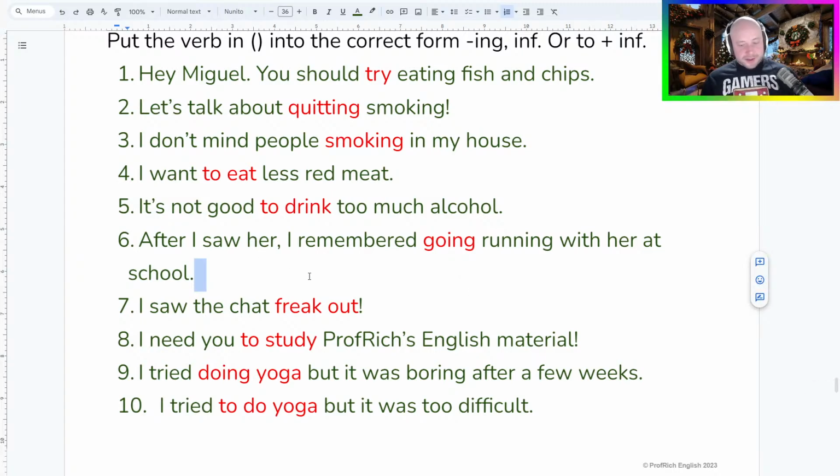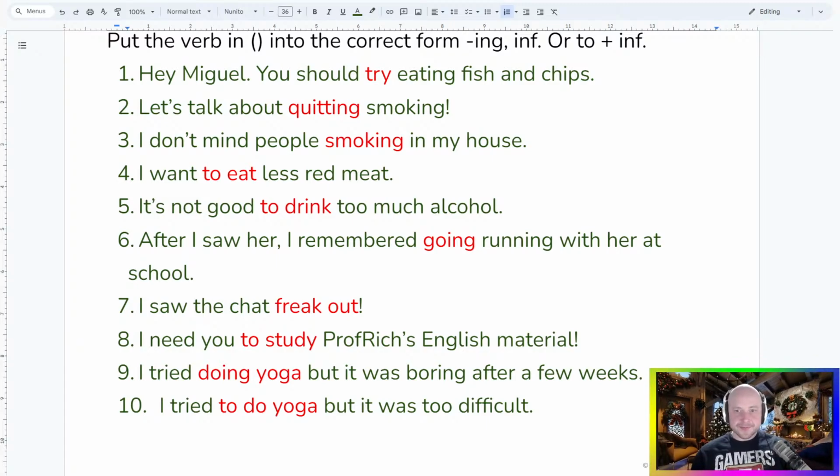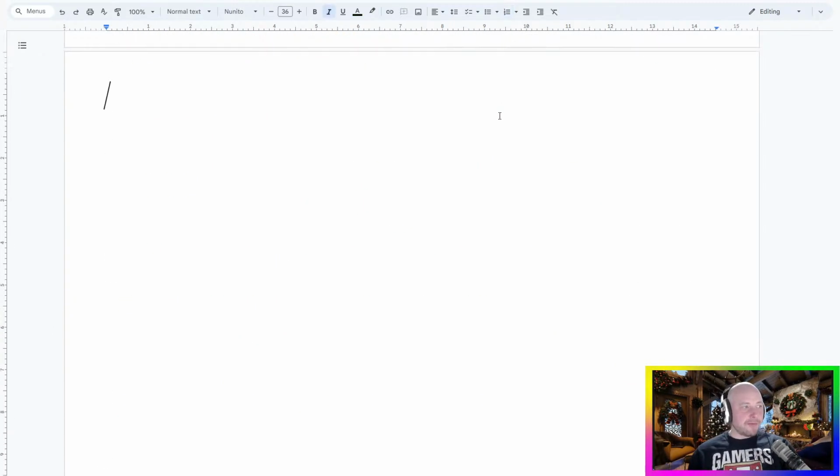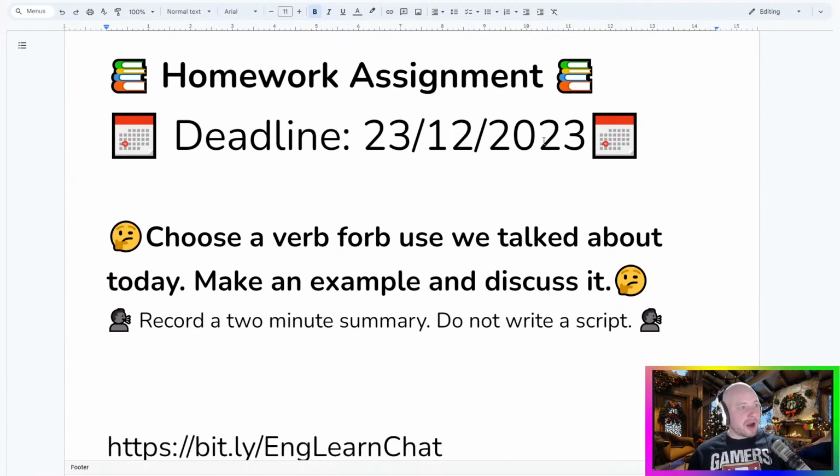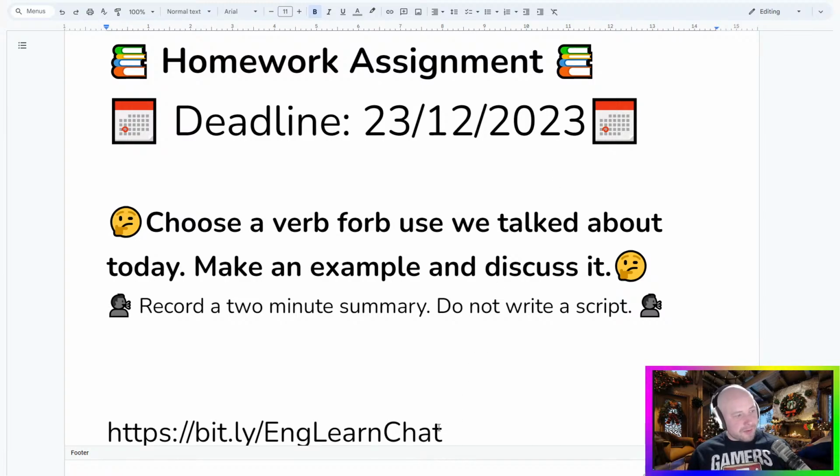Okay. So there you go, folks. That is our content for the day. I hope that's been very helpful. We're now moving on to the homework for today. So here's the homework for today.